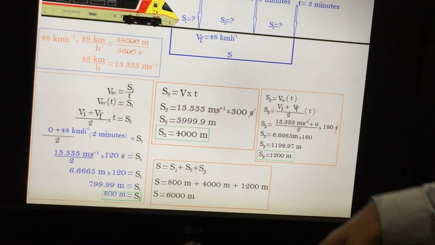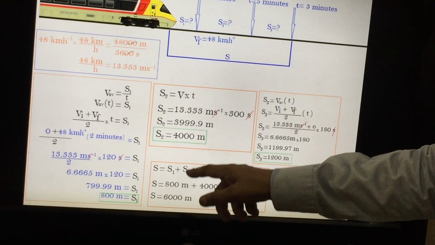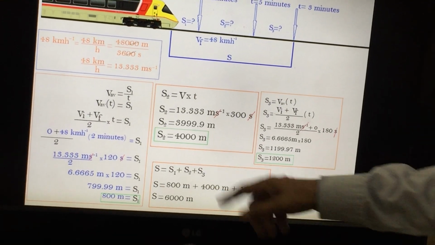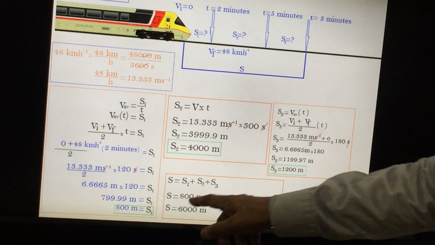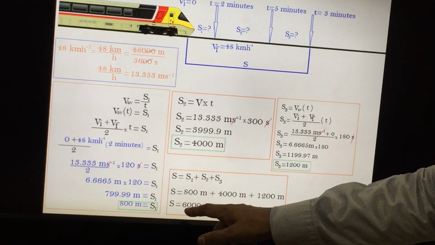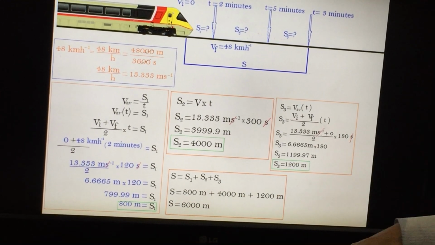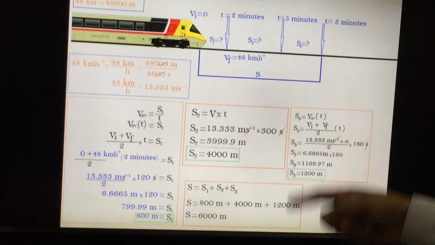Final distance S will be equal to S1 plus S2 plus S3. We are going to add up all the distances and after adding we will get 6000 meters. That is the problem 2.7 of the second unit.